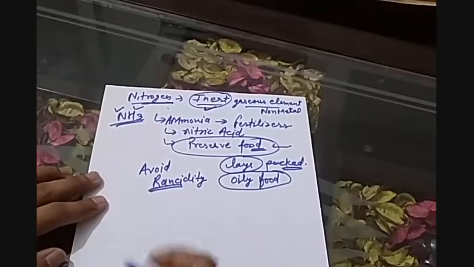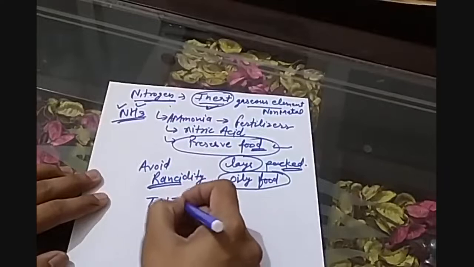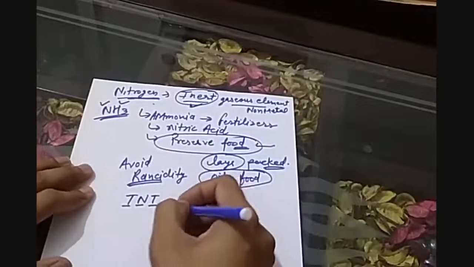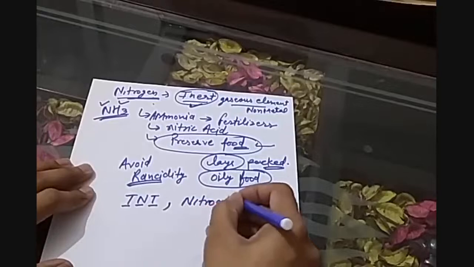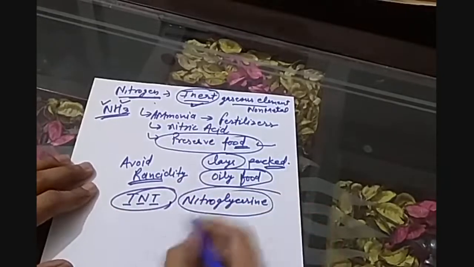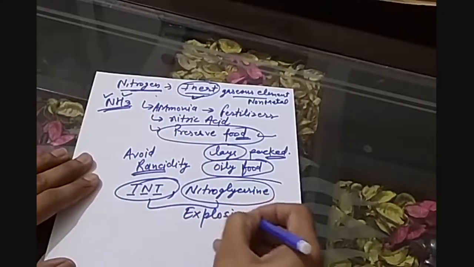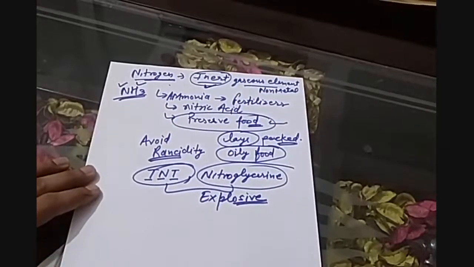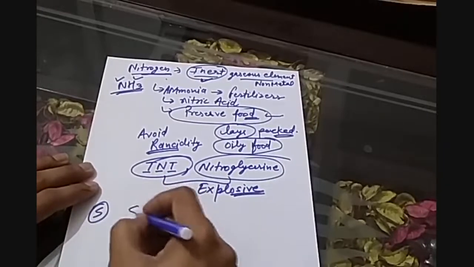Understand? Now, a compound of nitrogen is called TNT, trinitrotoluene, and another compound is nitroglycerine. TNT and nitroglycerine are used in making explosives. बम बनाने के काम में आती है, explosive. Okay, the next is sulfur.